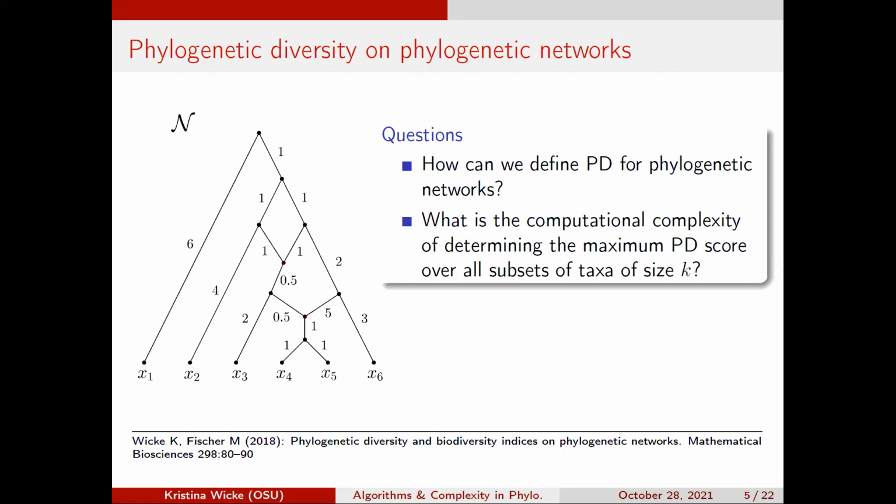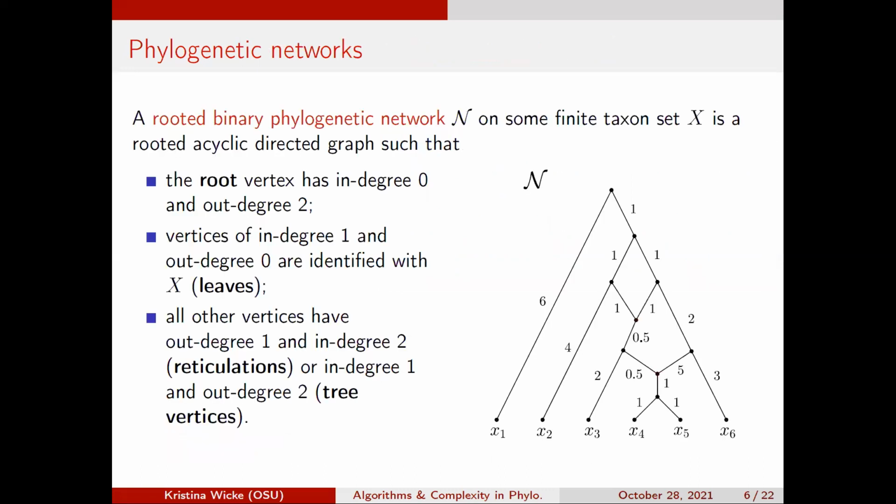And then what is the computational complexity of determining the maximum PD score for these variants on different types of phylogenetic networks? There had been some work on PD for unrooted networks, in particular split networks. Marike and I have a paper on that as well, where we mainly introduced different approaches to defining PD on networks. But in this project with Charles and Magnus, we have defined additional variants, and we looked into the optimization part of it.